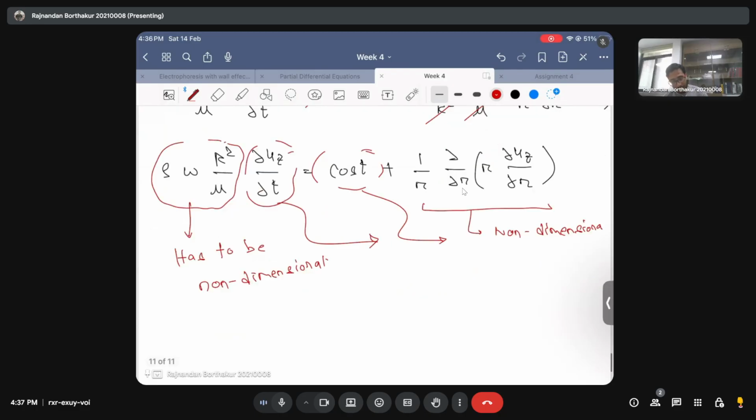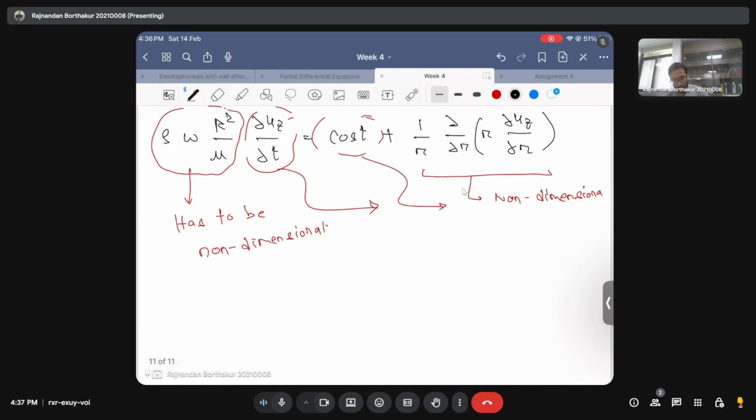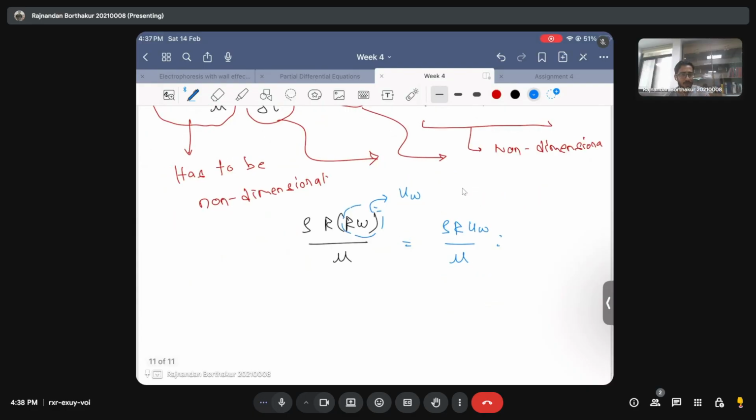And this is indeed non-dimensional because if you take a little bit closer look, you can write this quantity as rho times r omega by mu, times r. Now this r omega, you can call it some velocity, let's say u omega, and then this quantity can be written as rho r u omega by mu. And if you look closer, this is nothing but analogous to Reynolds number, and that's the reason why this quantity, rho times r omega by mu, is sometimes known as the frequency dependent Reynolds number.